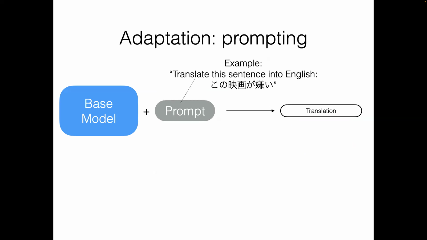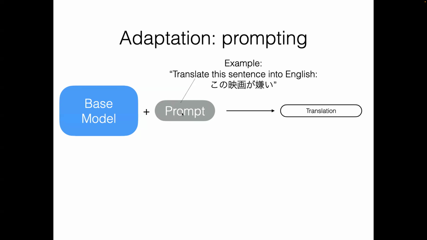And then another way to adapt a model is through prompting. So this is again a relatively new thing. So instead of fine-tuning your model, you could potentially just prompt it and describe the task and say, translate the sentence into English, and then you give it some sentence. And then these models go from left to right. So then it could just try completing this, and you could potentially get a translation here.